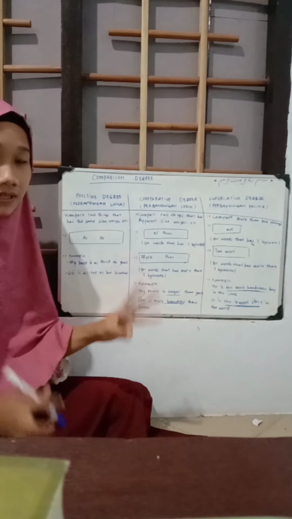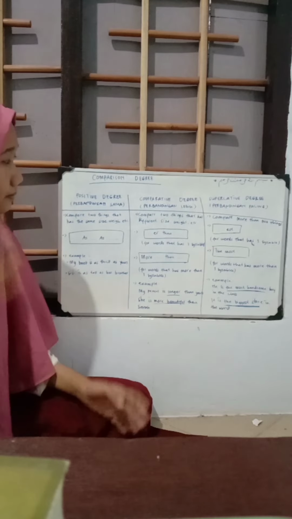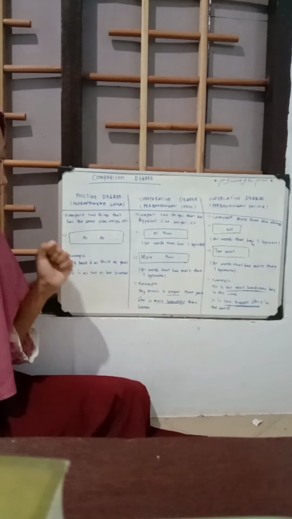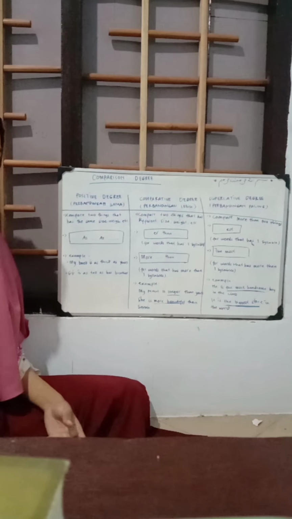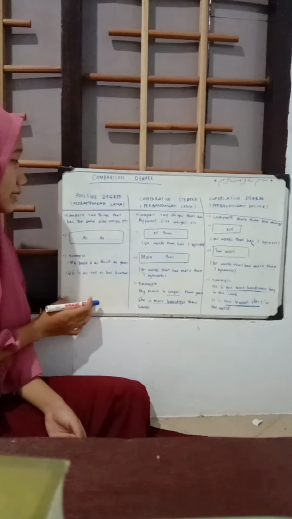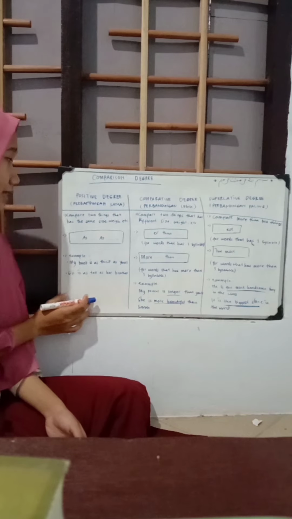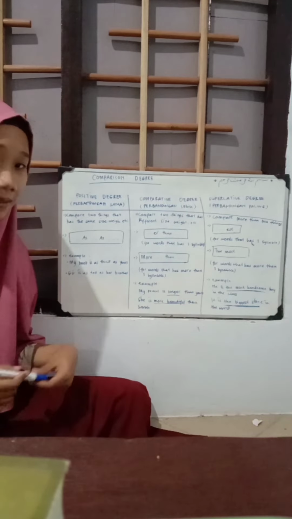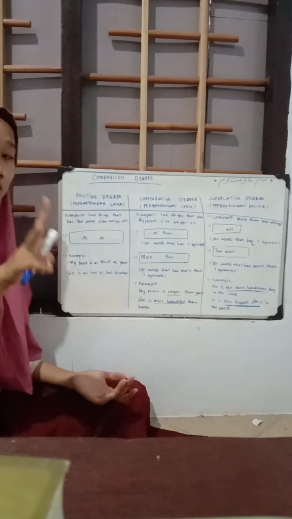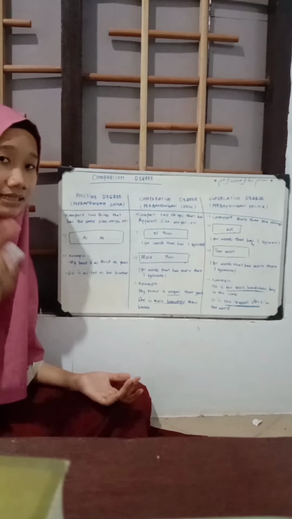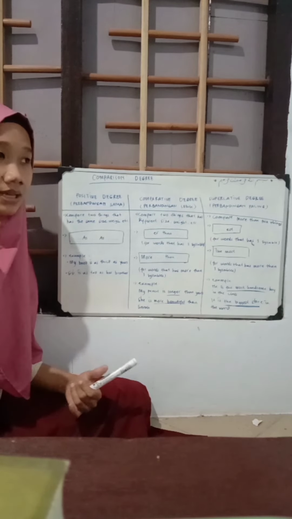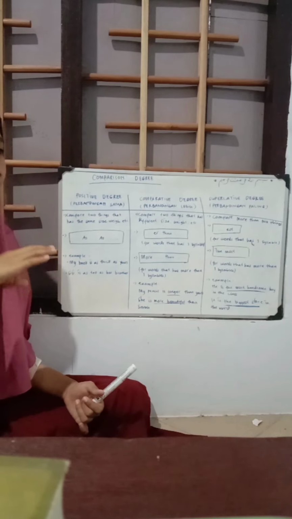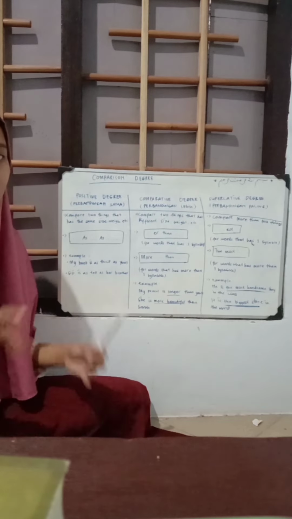Comparison degree has three kinds based on the degree. The first is the positive degree. So what is the positive degree? Positive degree is perbandingan yang sama. So you compare two things that have the same size, the same weight, or etc. What you are going to compare is the same between the two of them.